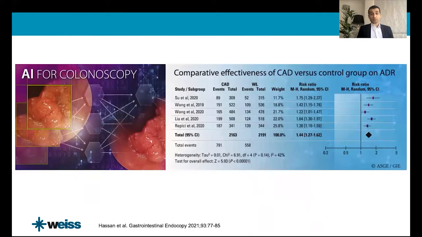But one thing we should be incredibly proud of in endoscopy and colonoscopy is that we have the largest number of published prospective randomized control trials out of any use case for AI in medicine. And systematic reviews and meta-analyses, such as the one highlighted here, have demonstrated that computer-aided detection software has led to a significant improvement in adenoma detection rates.